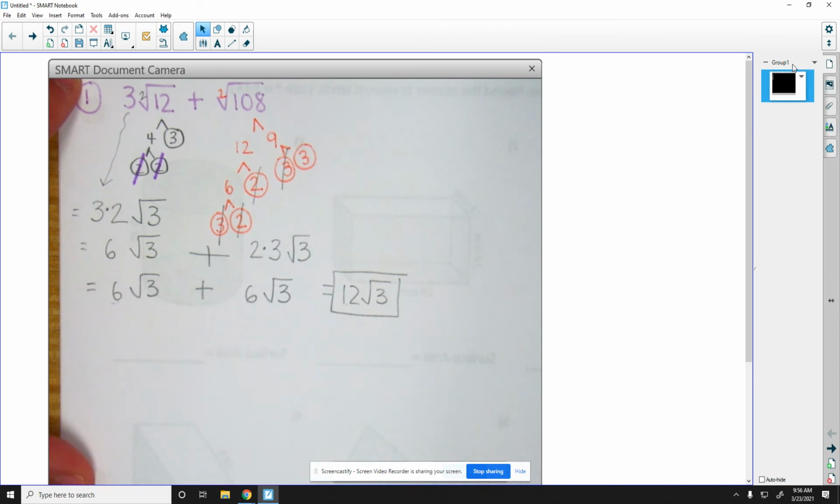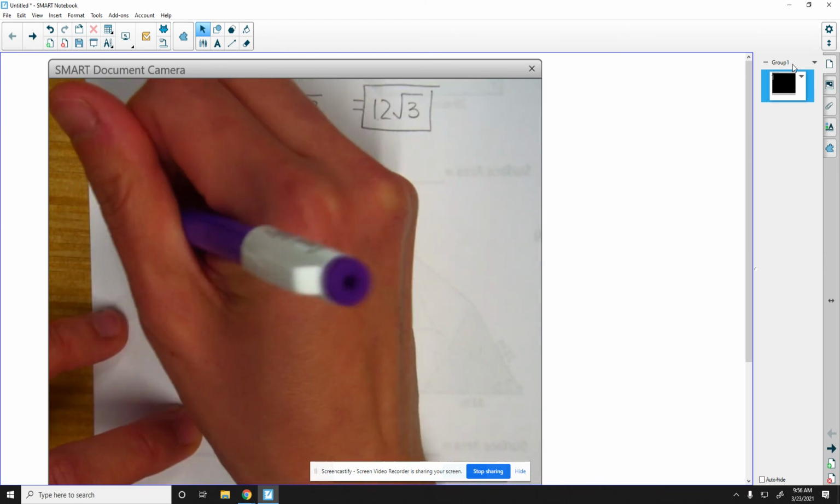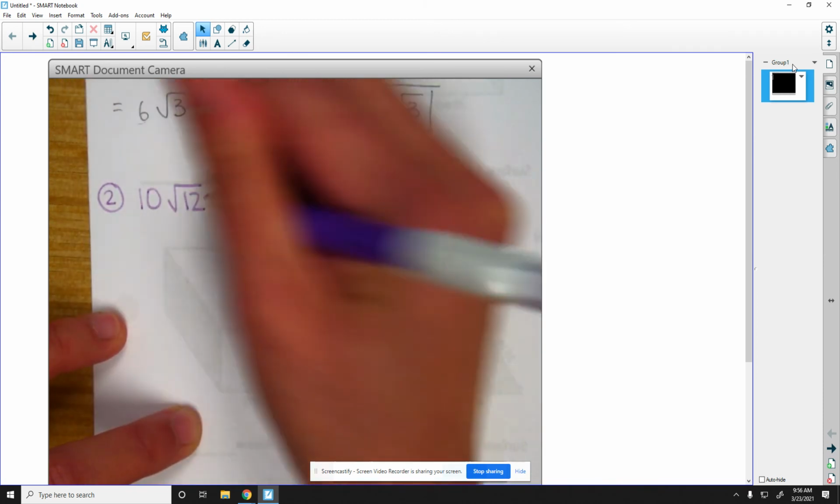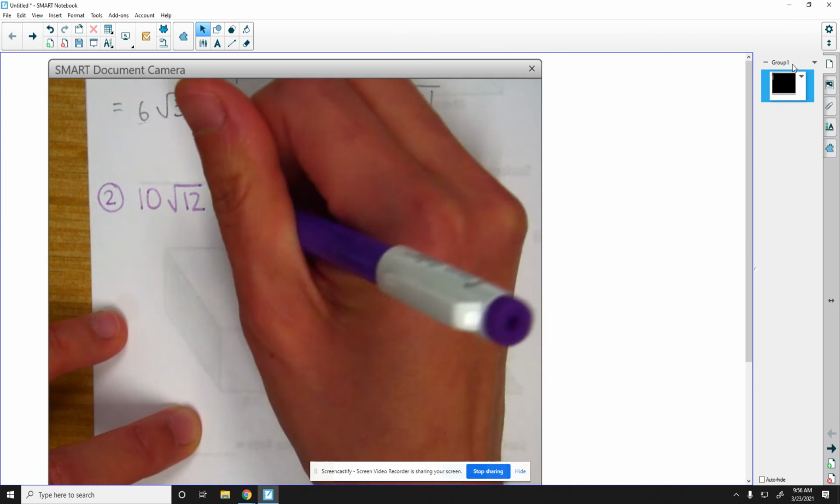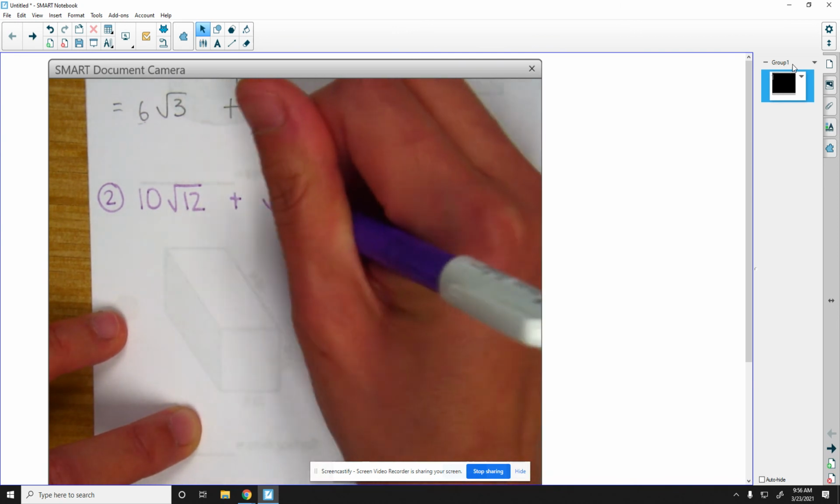Okay, so let's try again. I know this is weird. Okay, that's why we're practicing together. That's why we're spending a week doing this. So, second one. Let's do 10 radical 12 plus radical 27.